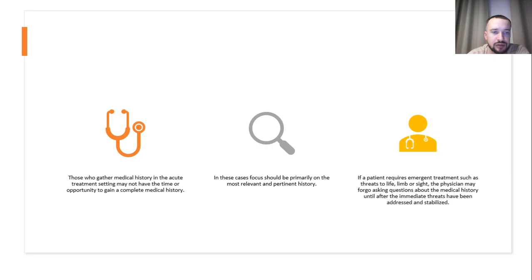Those who get a medical history in the acute treatment setting may not have the time or opportunity to gain a complete medical history. In these cases, focus should be primarily on the most relevant and pertinent history. If a patient requires emergent treatment such as threats to life, limb, or sight, the physician may forego asking questions about the medical history until after the immediate threats have been addressed and stabilized.